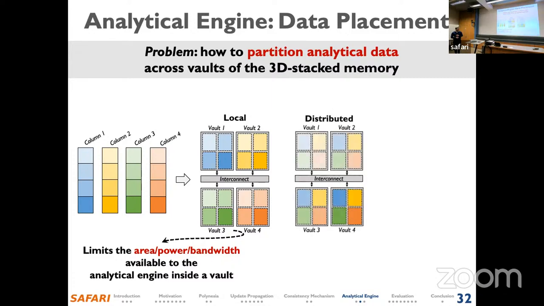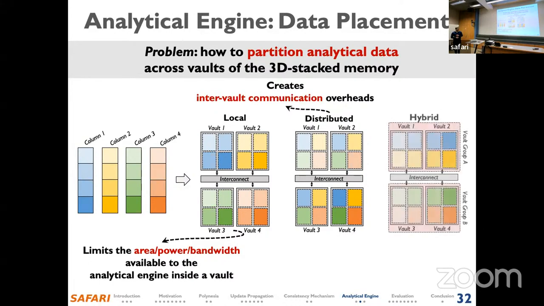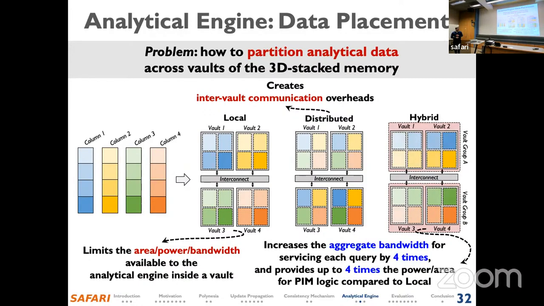The other thing you can do is distribute all the columns across all of the vaults. The problem now is that this can create a bunch of overheads due to communication across those vaults back and forth. So what we propose is a hybrid approach where we create vault groups and distribute the columns across these vault groups. This is a compromise between the two approaches, where each vault group can have a higher aggregated bandwidth and, at the same time, a higher power and area budget for the processing-in-memory logic inside that particular vault group.